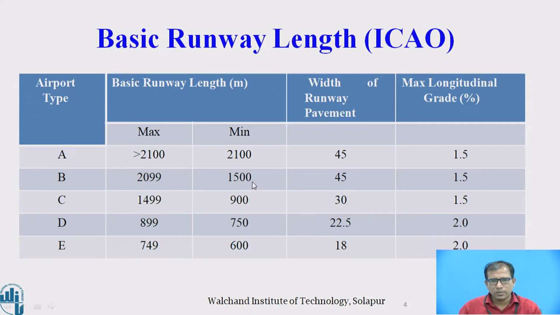These are the basic runway lengths as per the International Civil Aviation Organization for the different types of airport from A to E. These are the basic runway lengths and the respective width of the runway, as well as the longitudinal gradient of the runway.